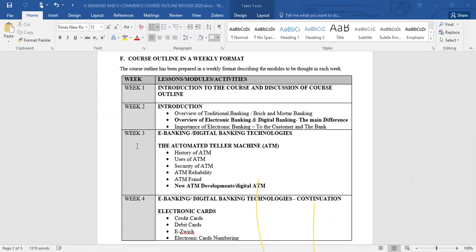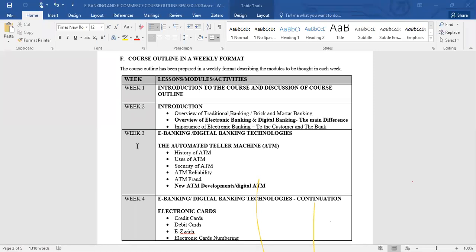Then from the third week, we will start with e-banking or digital banking technologies. Here, we will look at some of the electronic devices or the aids. What we talk about when we say aids to electronic banking or electronic banking technologies, they are all the same. So we'll look at some of these aids to electronic banking.